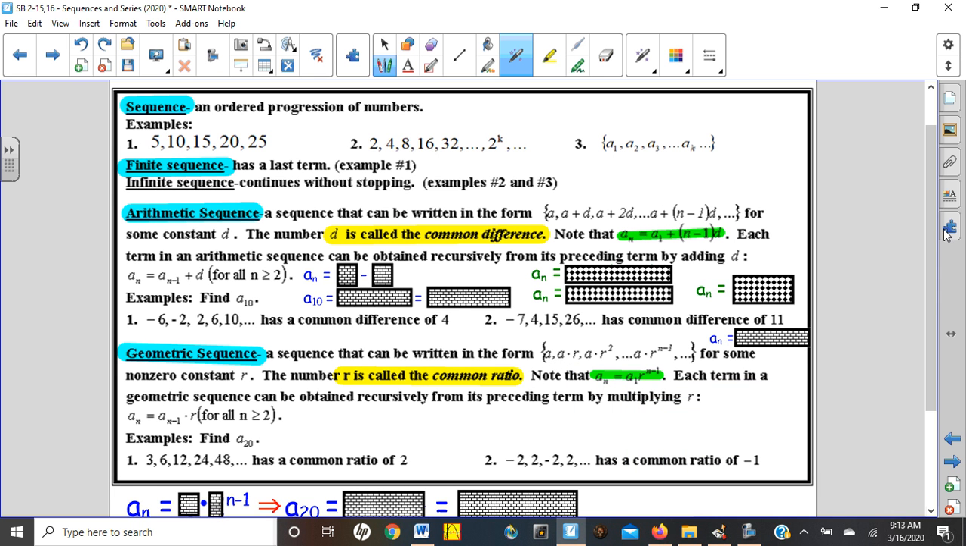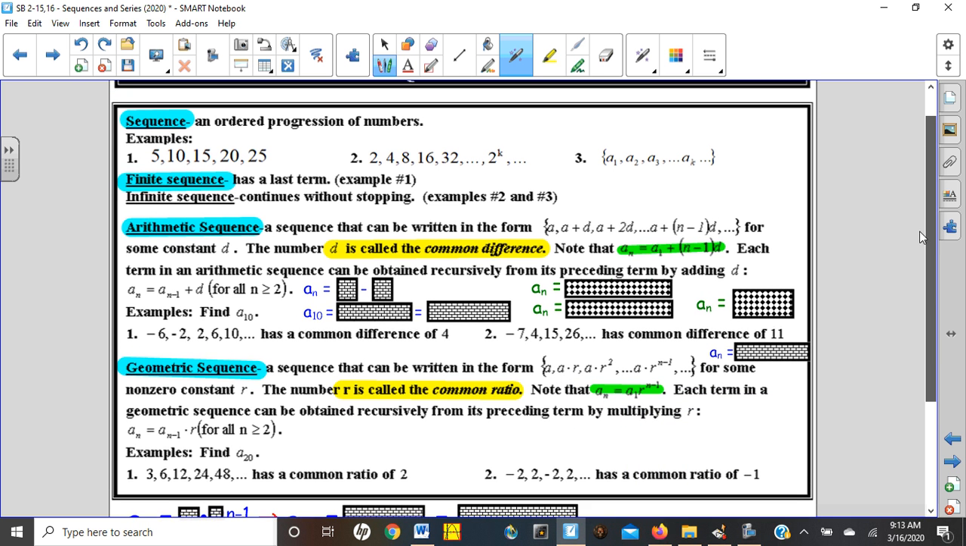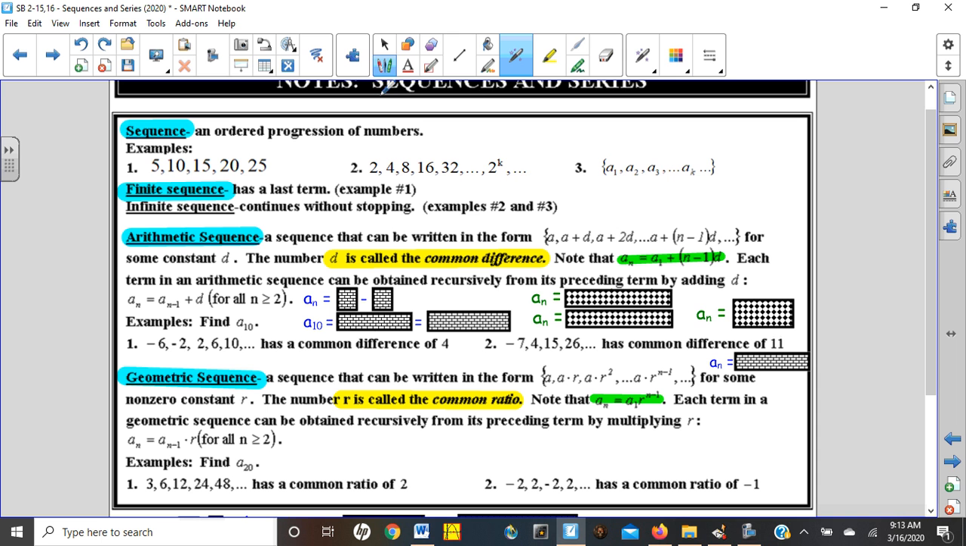But let's first learn how to write an arithmetic general formula. This will be important for you to do. Luckily, it's something that you got a lot of practice with back in your Algebra 1 days.